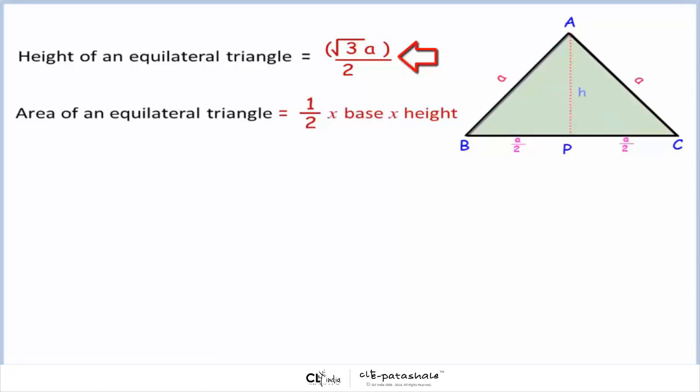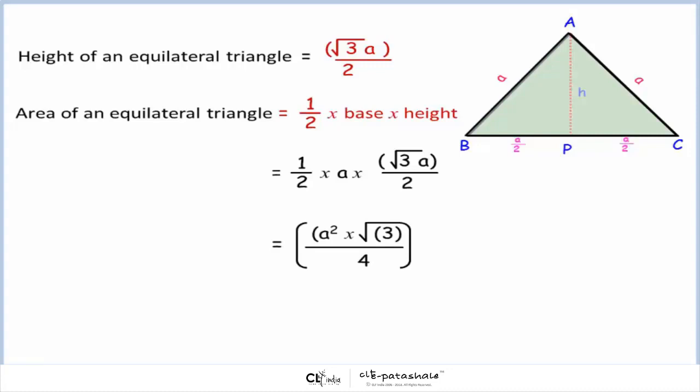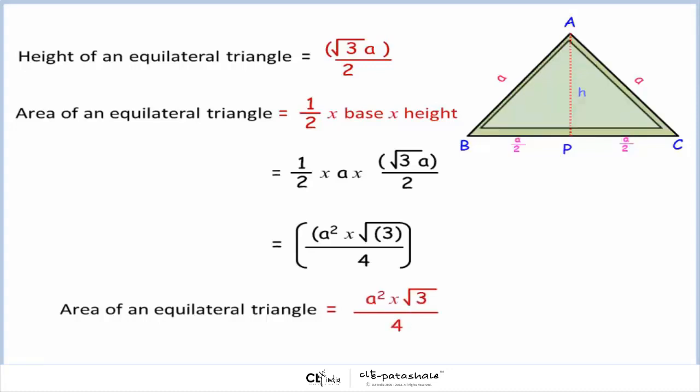Height of an equilateral triangle is equal to square root of 3 multiplied by A divided by 2. Area of an equilateral triangle is equal to half multiplied by base multiplied by height, which is equal to half multiplied by A multiplied by square root of 3 multiplied by A divided by 2. This is equal to A square multiplied by square root of 3 divided by 4. So the area of an equilateral triangle is equal to A square multiplied by square root of 3 divided by 4.